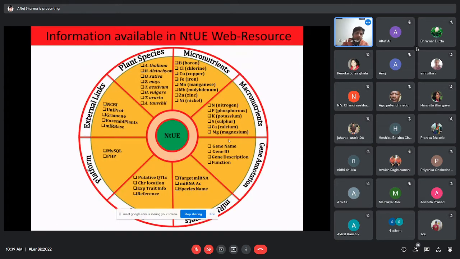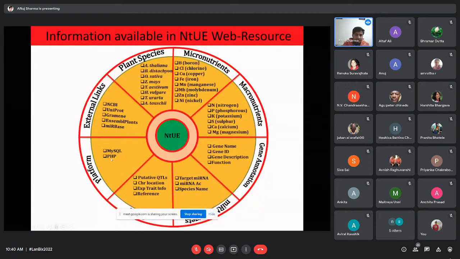So here is the information available in the NUE resource. First is the plant species which we have covered, the micronutrients boron, chlorine, copper, Mn, Mo, zinc, and Ni, and macronutrients also, NPK, and gene annotations like gene name, gene IDs, gene description, function, and microRNA target information, target microRNA accession, species name, and information about the QTLs is also available. That provides information about the putative QTLs, their chromosomal location, and trait information, with references to the literature that is already published in peer-reviewed journals.